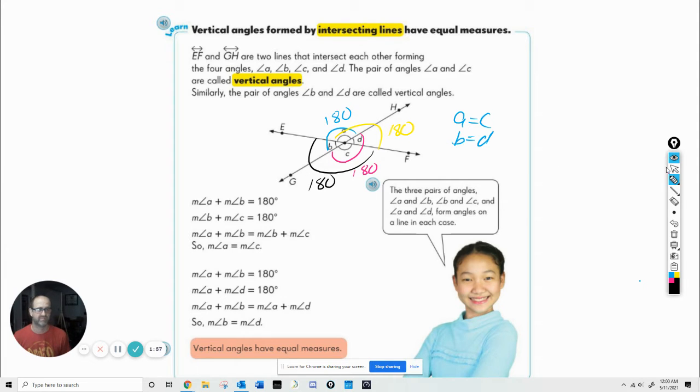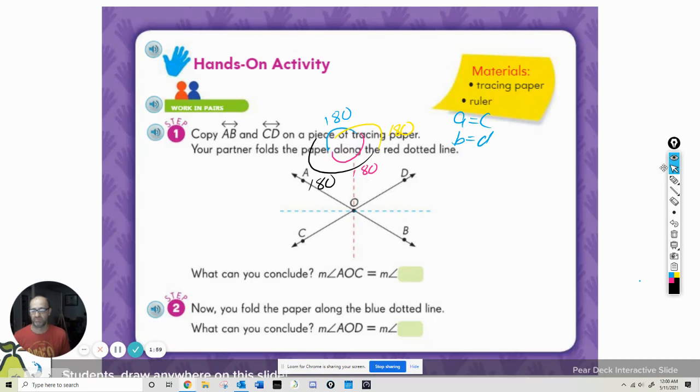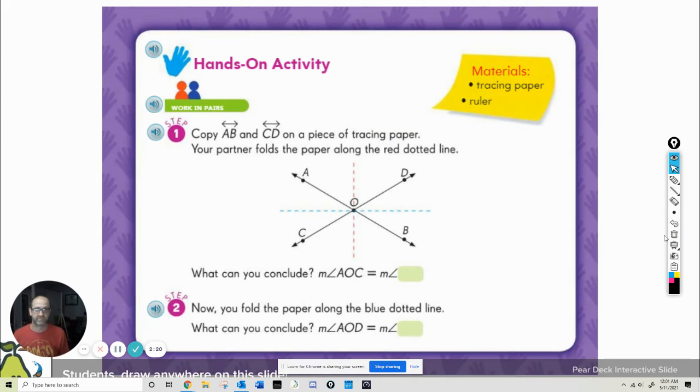Boom, boom, boom. Yeah, you could copy all of these. Literally, you can draw any 2 straight lines intersecting each other, add them all up, they're going to equal 360, and then the angles exactly opposite of each other, or vertical from one another, not vertical up and down, but vertical meaning the opposite of each other, are going to be equal.